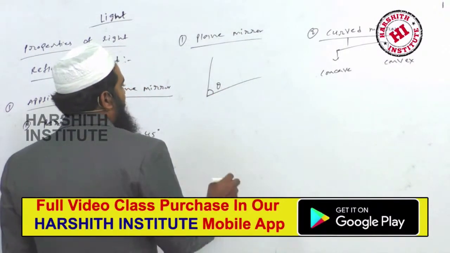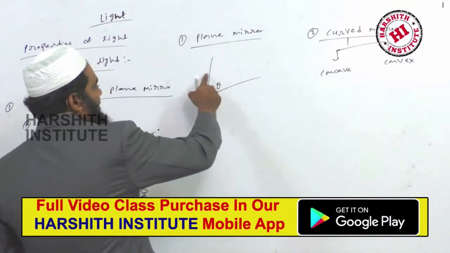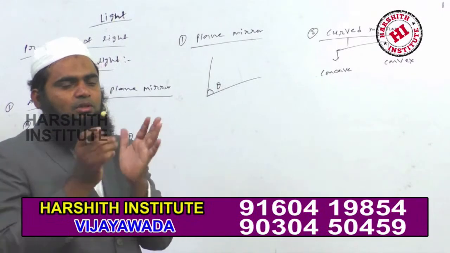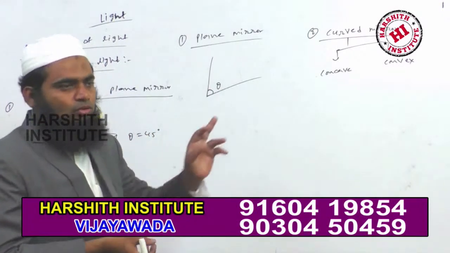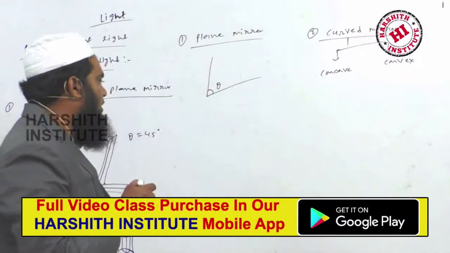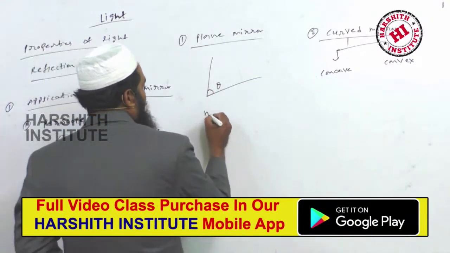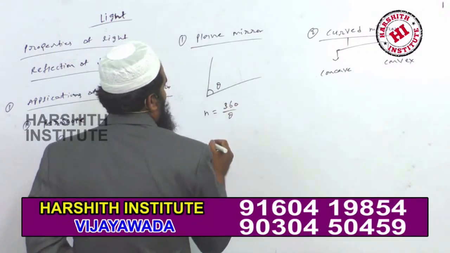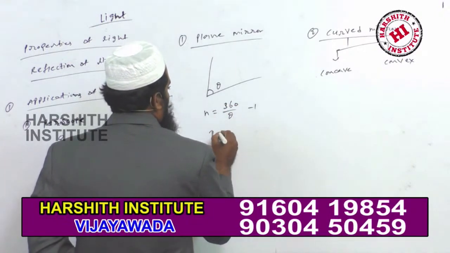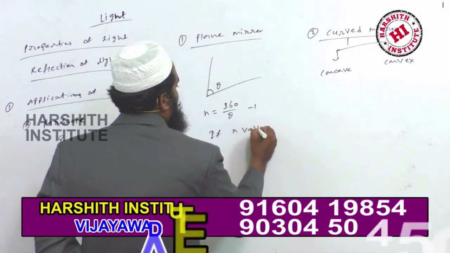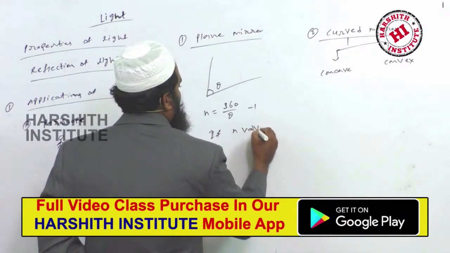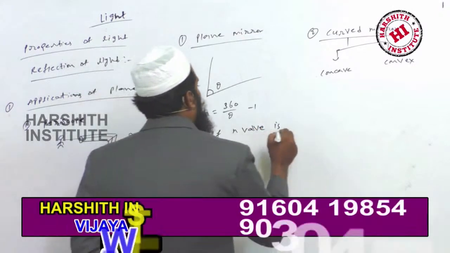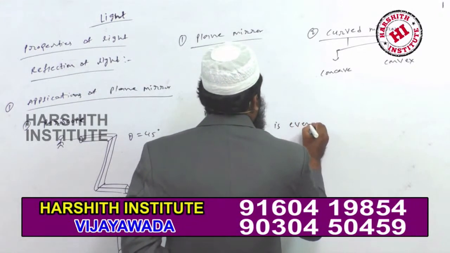Now these two plane mirrors can be arranged at different angles. The angle between the two plane mirrors is theta. Now we can observe the multiple images formula: n equal to 360 by theta minus 1, if the n value is an even number.